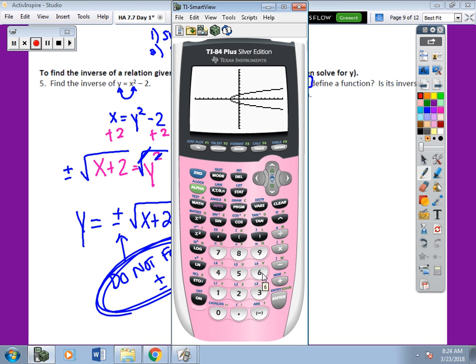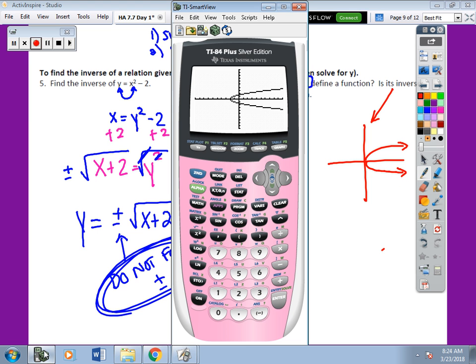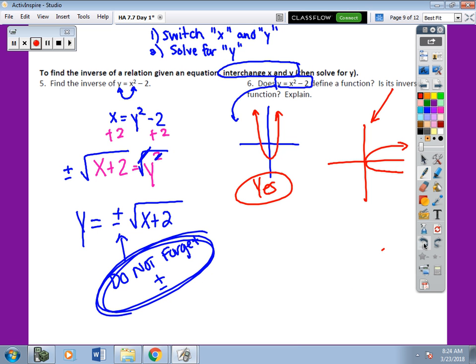Like a sideways parabola, right? Would that be a function? Fails the vertical line test.